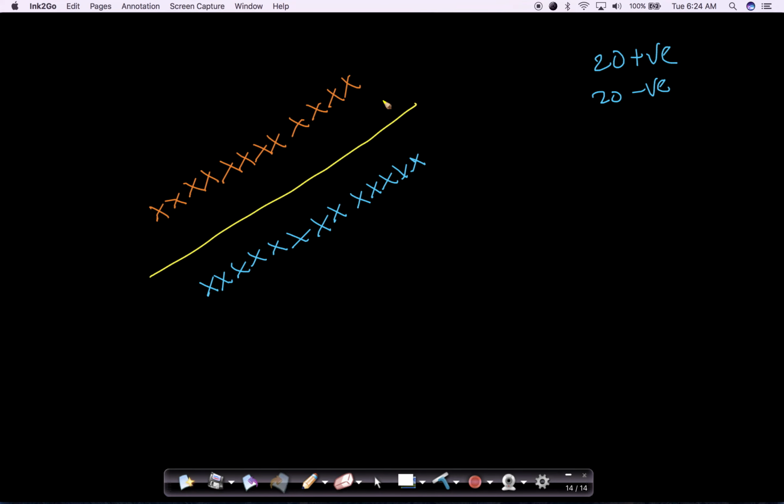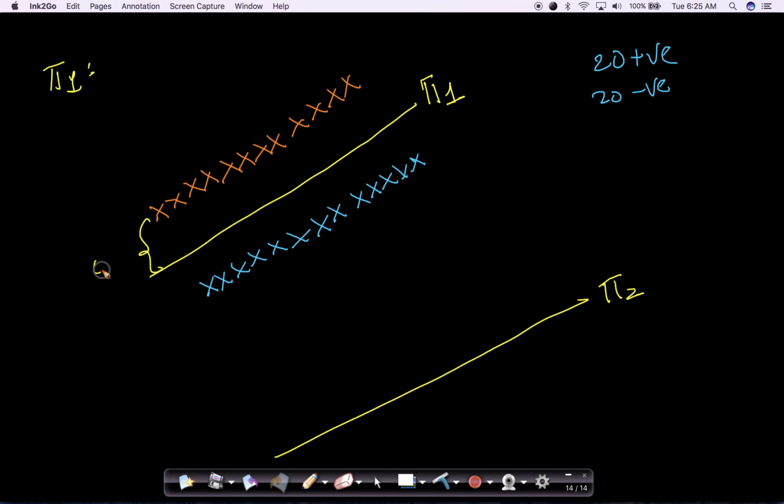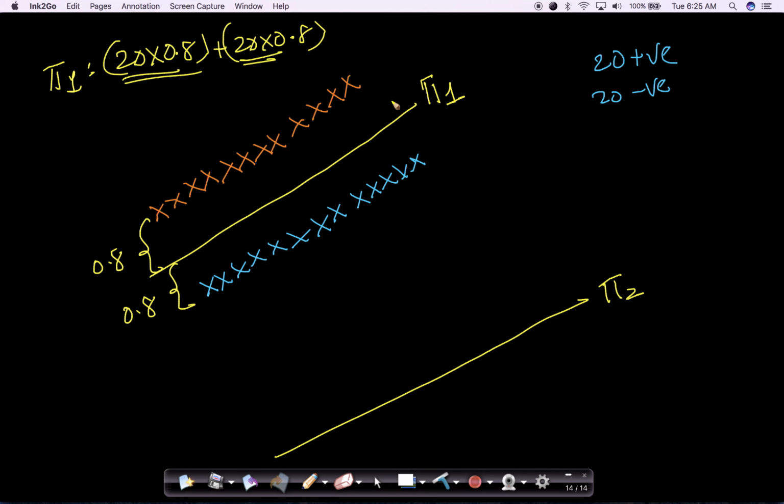When you have this, let's take our pi 1 first. Let's assume our pi 1 is here. Our pi 2, let's assume, is here. Now what happens from the perspective of pi 1? The sigmoid of the signed distances are all 0.8. So you get 20 into 0.8 plus 20 into 0.8, because you have 20 positive points and 20 negative points, and they're correctly classified, because your W1 is in this direction and all these points are correctly classified. All these points are also correctly classified. So what do you get here? You get 32, because 20 into 0.8 is 16, and 16 plus 16 is 32.